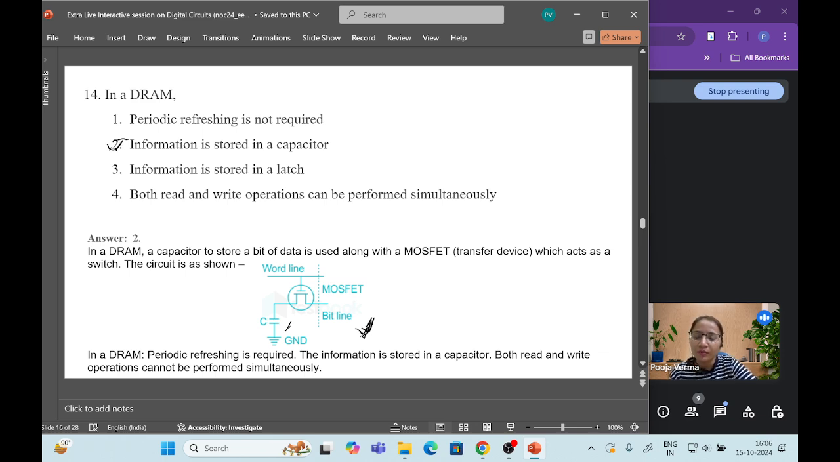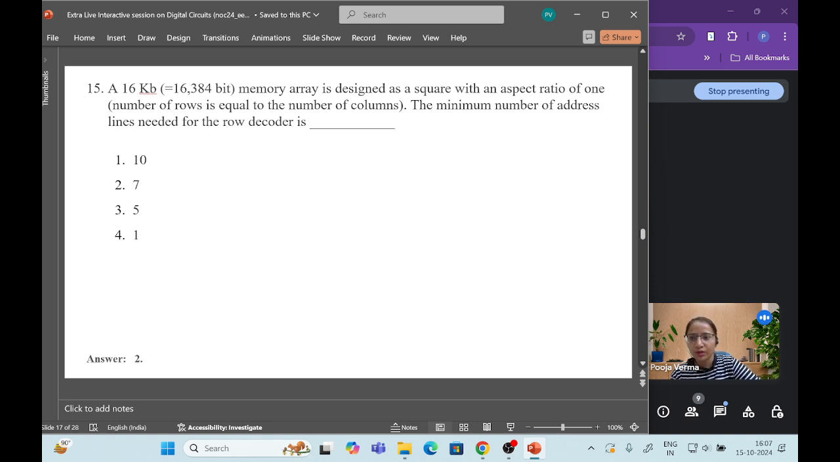Information is stored in the capacitor. Okay, here this option is not correct. Periodic refreshing is not required, it is written, but periodic refreshing is required for a DRAM. Here we are using the capacitor, not a latch. So information is stored in a capacitor. And also read and write operations cannot be performed simultaneously at a time. Okay, option 2 is the correct answer for this question. So moving to the next question.